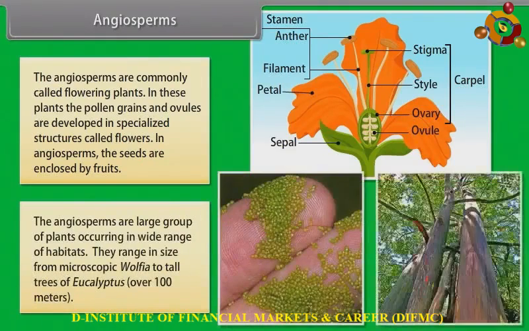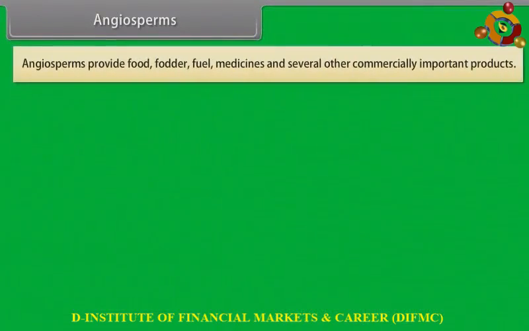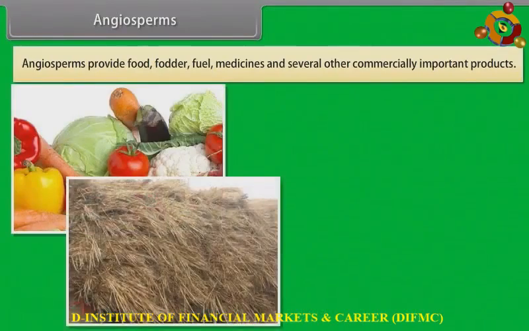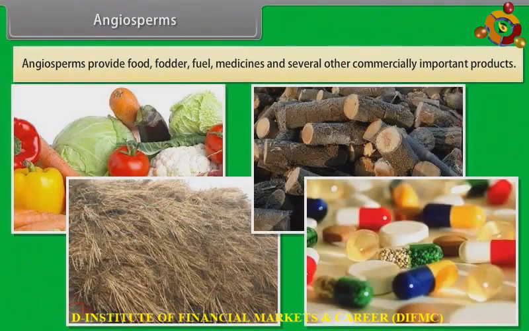The angiosperms are a large group of plants occurring in a wide range of habitats. They range in size from microscopic Wolffia to tall trees of Eucalyptus over 100 meters. Angiosperms provide food, fodder, fuel, medicines, and several other commercially important products.